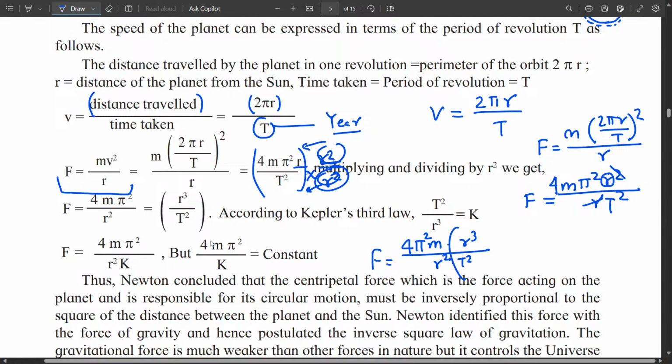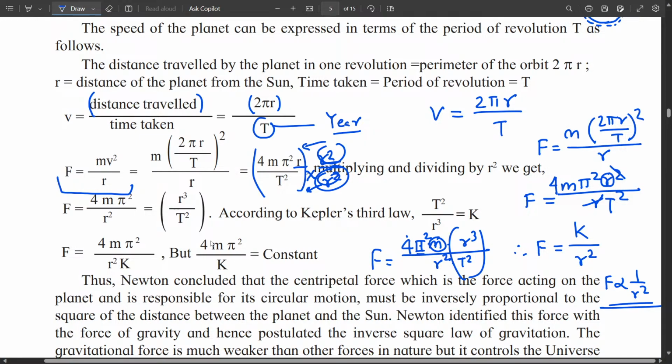Now look at this fraction r cube upon T square, and this is very specific fraction. Kepler's third law tells us that T square upon r cube is a constant. So if T square upon r cube is a constant, r cube upon T square, that is the reciprocal of a constant, will also be a constant. 4 is a constant, then pi is a constant, mass of planet will remain constant. So we get F is a constant multiplied by a constant multiplied by a constant multiplied by a constant. So everything is constant upon r square. And that gives us that F is inversely proportional to r square.